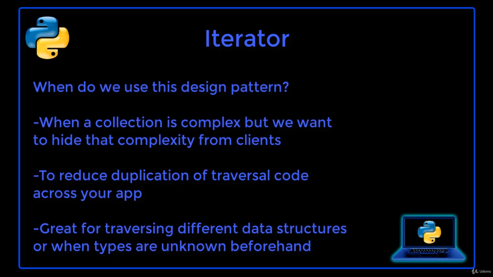When do we use the iterator design pattern? We use this pattern when our collection has a complex data structure under the hood, but we want to hide its complexity from clients. It is also used to reduce duplication of traversal code across your app. Iterator is great for when we want our code to be able to traverse different data structures, or when the types of these structures are unknown beforehand.